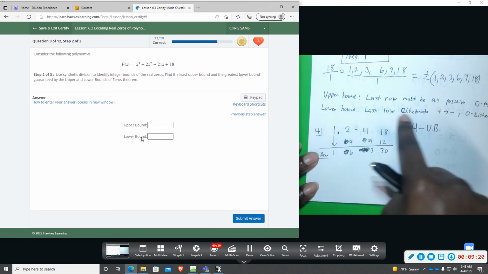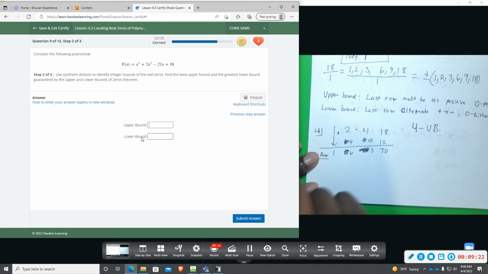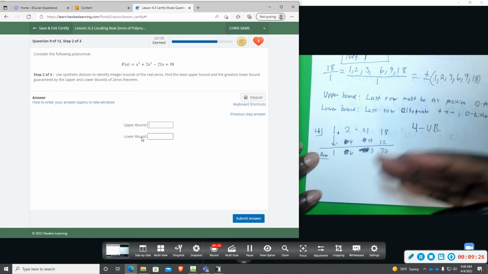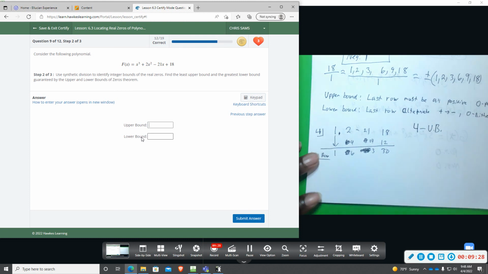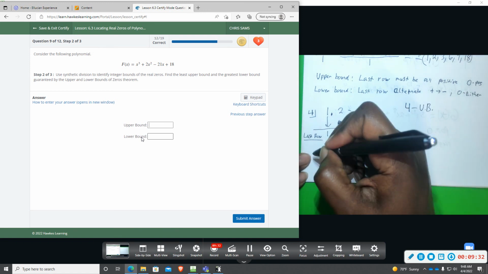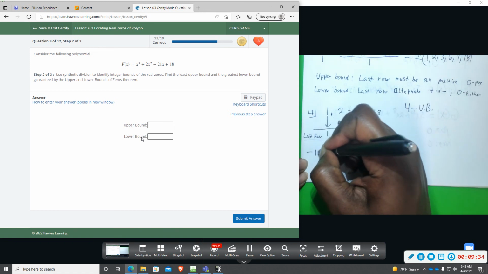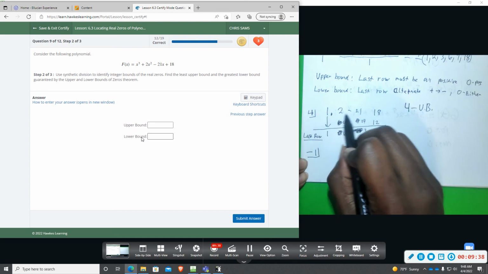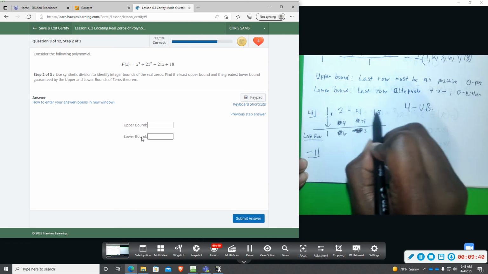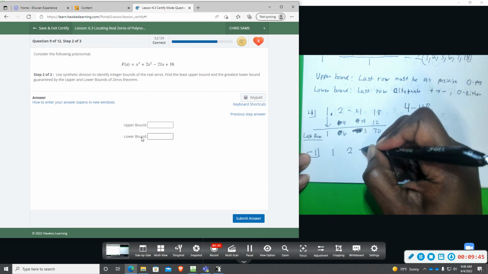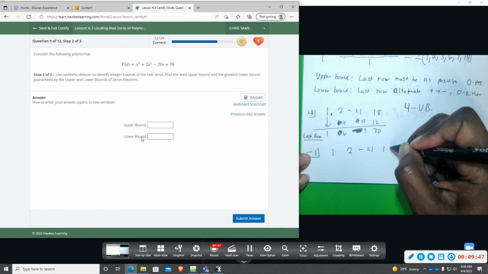So for the lower bound, we're going to be doing the same thing, but we have to pick a negative number, and we want the last row to alternate between positive and negative, positive and negative. Okay, so now I'm going to try negative numbers. I'm going to start out with negative 1, and then I'll just go from there to another negative number. So we're going to do our original polynomial. So 1, 2, negative 21, and 18.